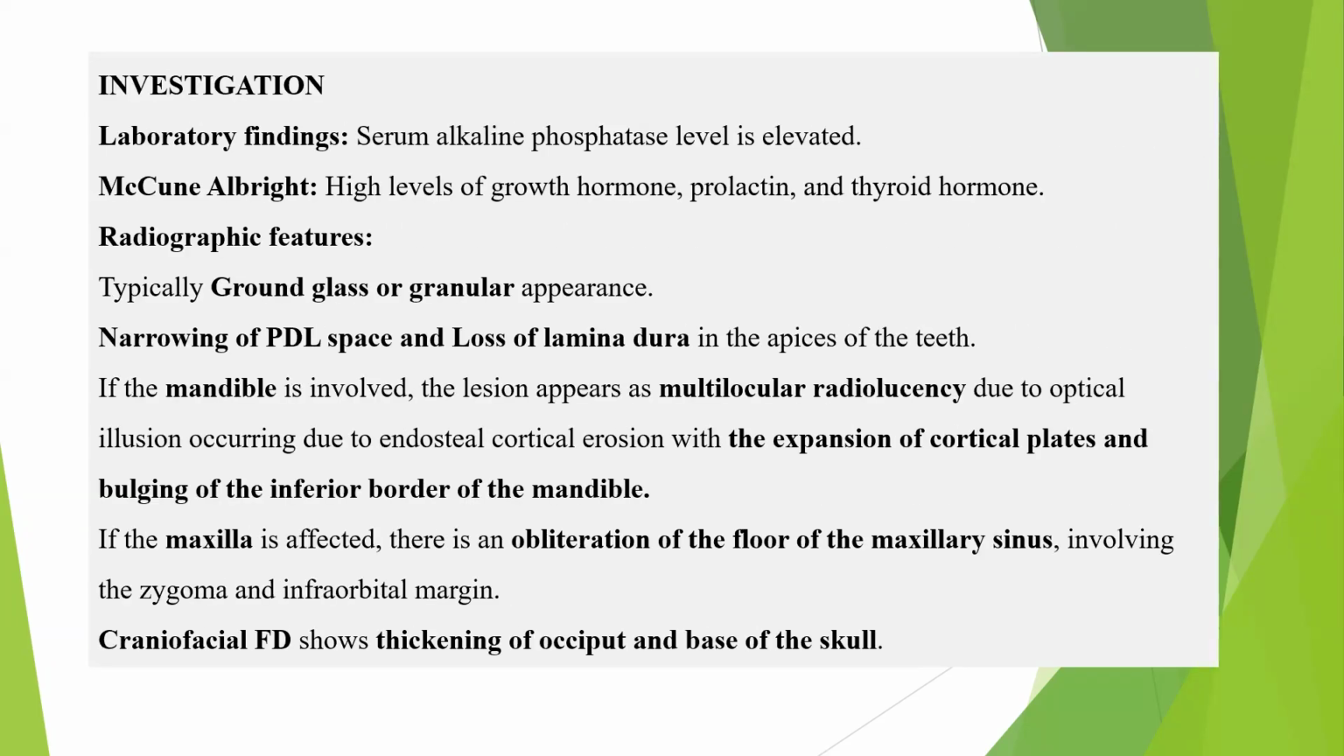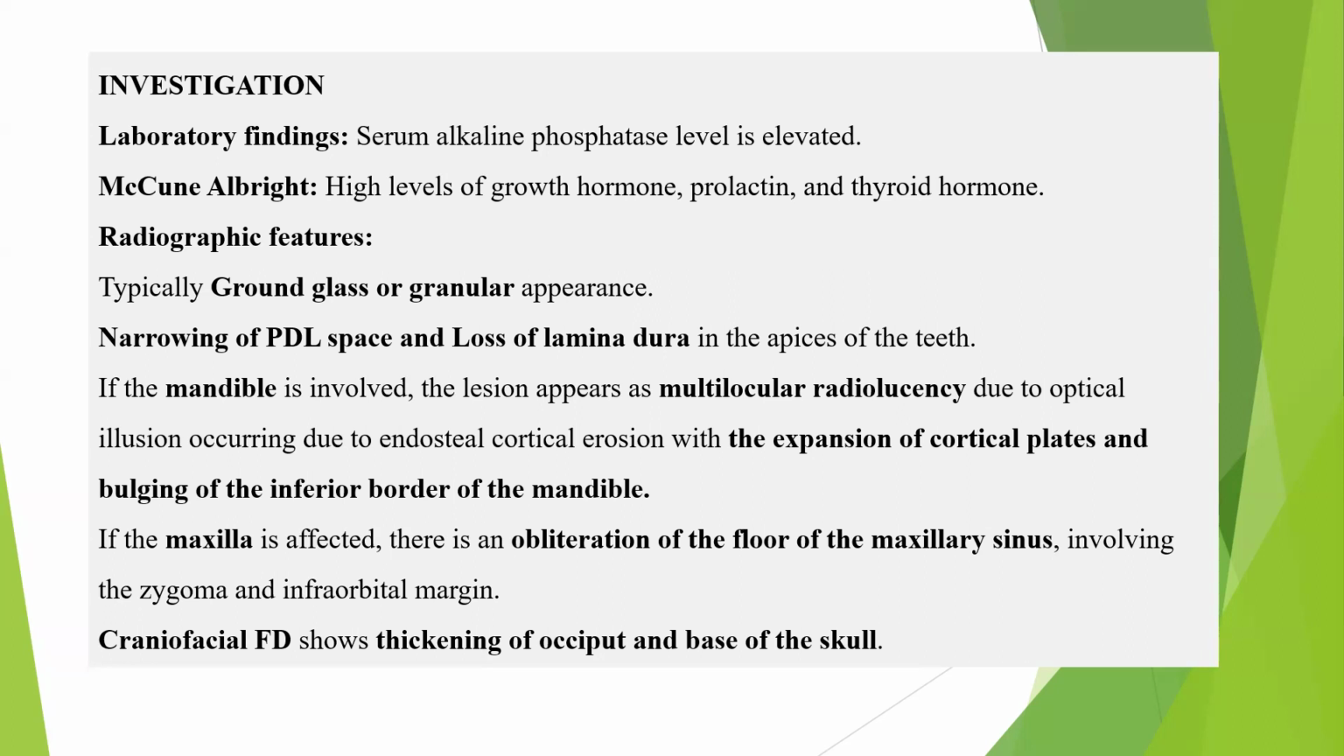Coming to the investigation part, in the serum examination, the serum alkaline phosphatase level is elevated. In case of McCune-Albright syndrome, there are high levels of growth hormone, prolactin, and thyroid hormone. Radiographic feature, the common feature is a ground glass or granular appearance. There will be narrowing of the periodontal ligament space and loss of lamina dura at the apices of the teeth.